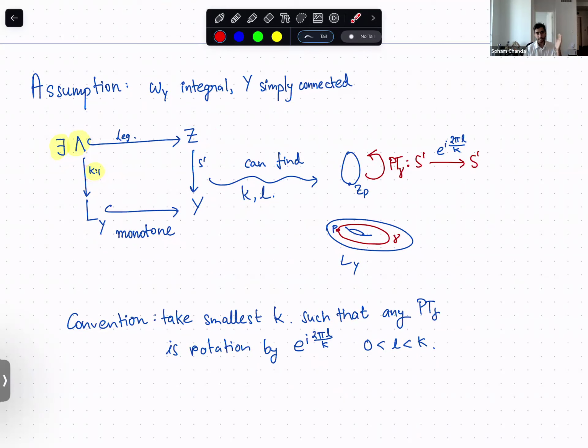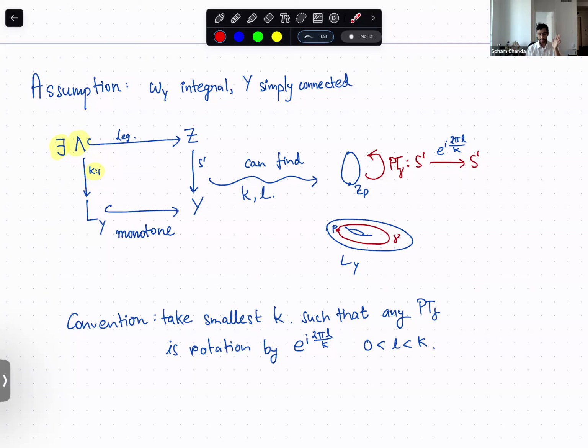And the idea to construct this is we do a parallel transport. First thing to note is that since this is monotone, if you parallel transport along any loop gamma on L in Y, then the parallel transport map on the circle fiber over P is exactly given by rotation by some rational fraction of 2 pi. So I should say that L, K are integers. The holonomy around gamma will always be rotation by some rational fraction.